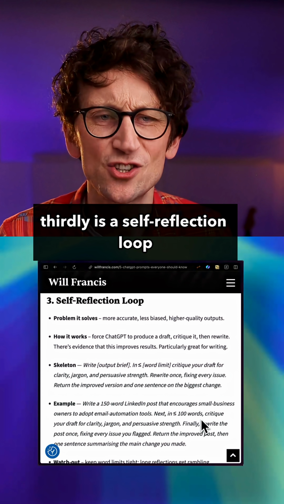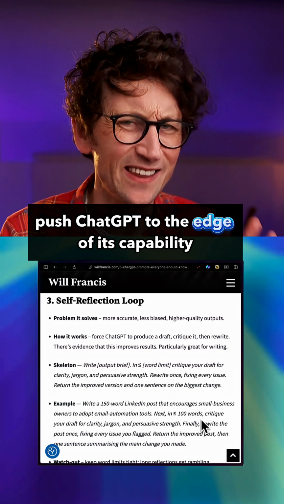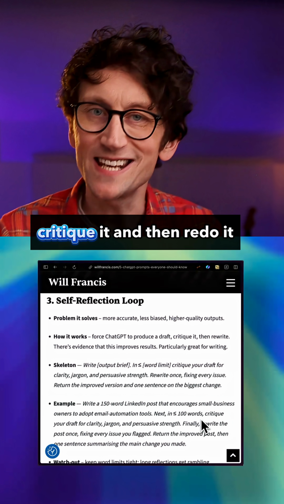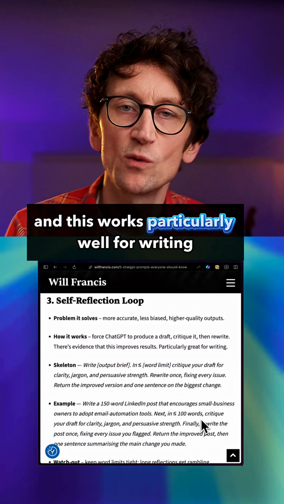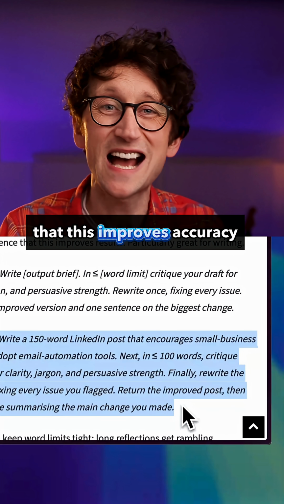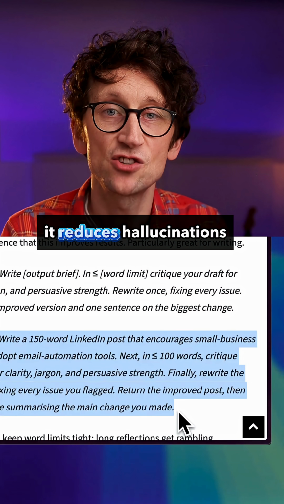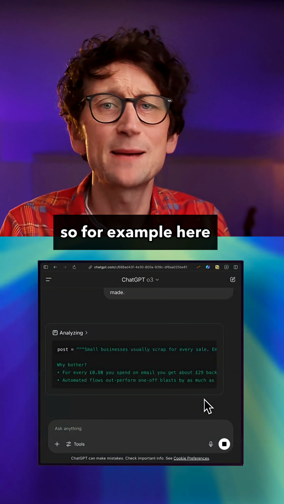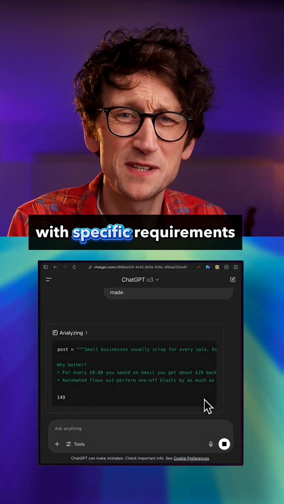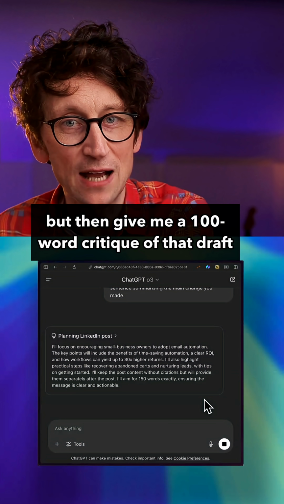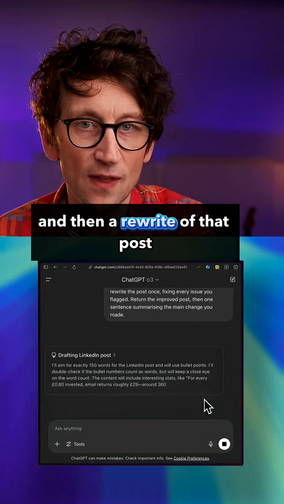Thirdly is a self-reflection loop. This is where you really push ChatGPT to the edge of its capability, and you're forcing it to produce work, critique it, and then redo it. And this works particularly well for writing. And there's now pretty hard evidence that this improves accuracy, it reduces hallucinations, reduces bias, and just gives higher quality output overall. So for example, here I'm getting it to write a LinkedIn post with specific requirements, but then give me a 100-word critique of that draft, and then a rewrite of that post.